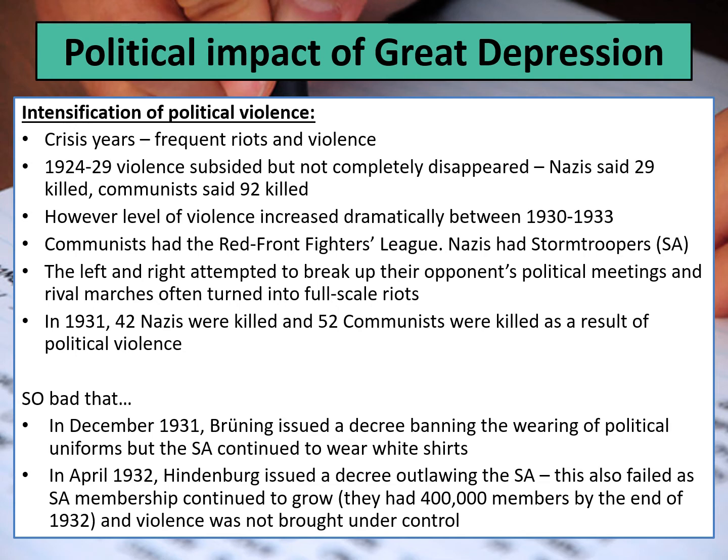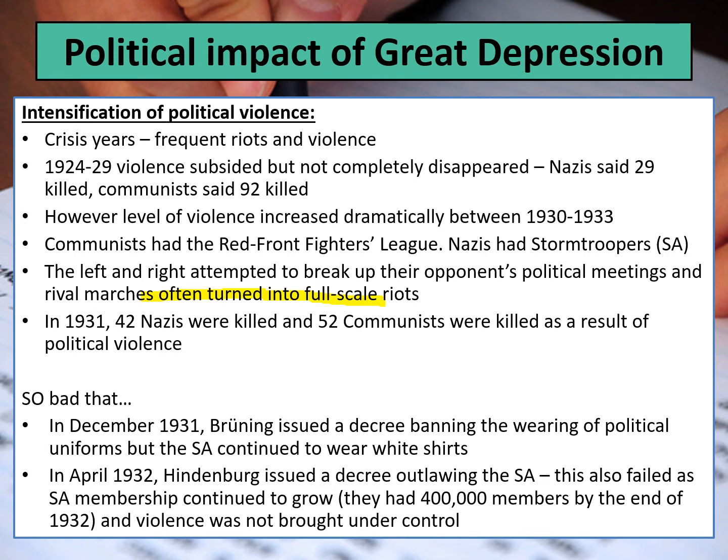The communists have their own group called the Red Front Fighters League, and the Nazis have the stormtroopers, the SA, the brown shirts. You can use whatever name for them you find easiest. So what did their groups do? What did the Red Front Fighters League, what did the stormtroopers do? Well, they both attempted to break up their opponents' political meetings, and rival marches often turned into full-scale riots. Sometimes, for instance, the SA would go and attend the communist meetings, pretending to be communists and then starting brawls within it. Sometimes they would try and storm into the areas where they were having meetings.